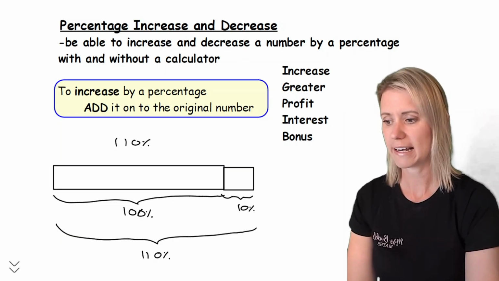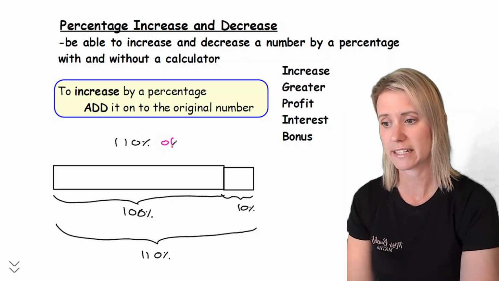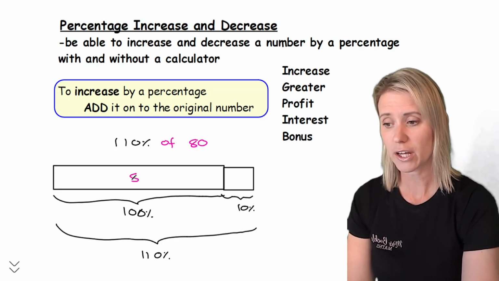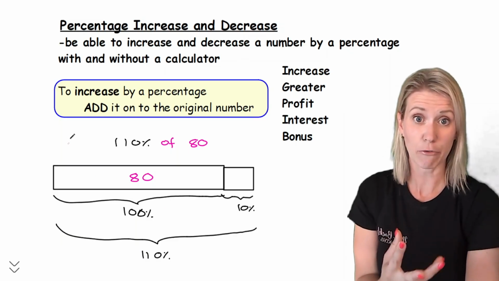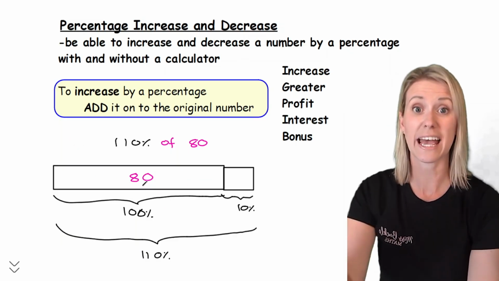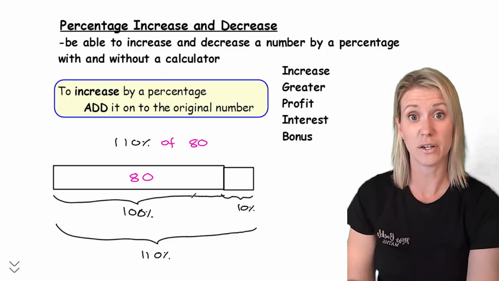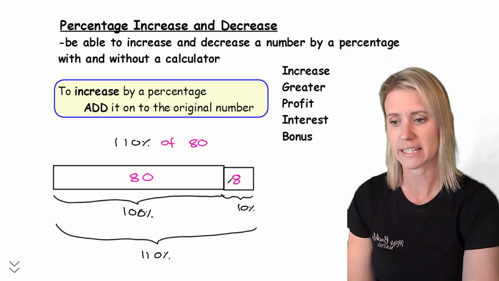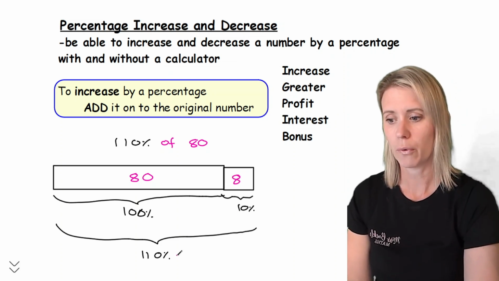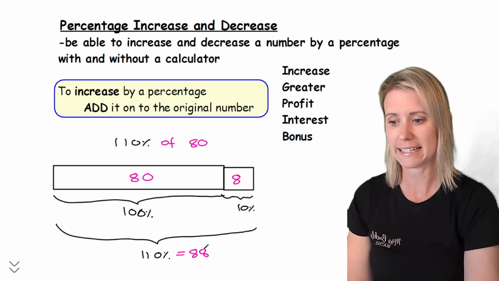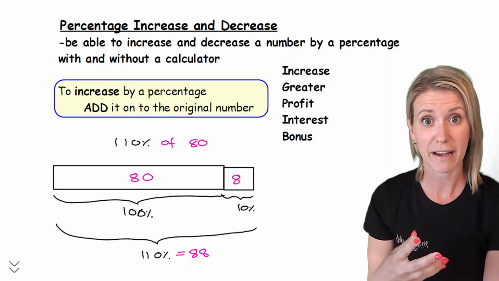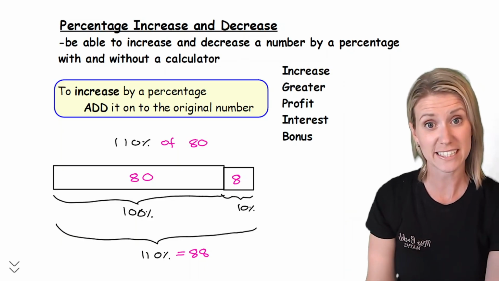Let's actually put a value to this. Say you wanted 110% of 80. So the 100% is 80, that's our original number. We then need to add on 10% of 80. And to find 10%, we divide it by 10, which is 8. So in total, 110% would be 88. So that's how we increase an amount, and keep with me while we go over some GCSE questions shortly.